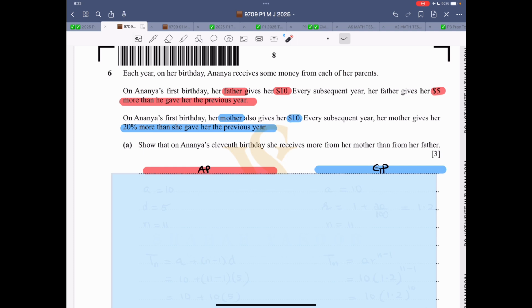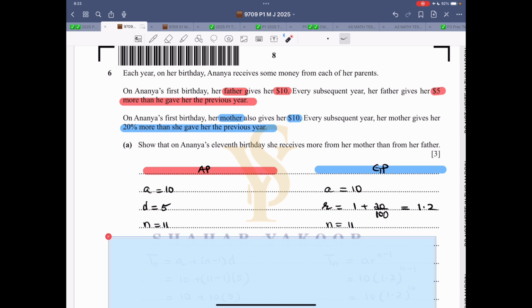Question number 6. Now, what is this about? This is about, I think, AP and GP. On Anania's first birthday, her father gives her $10. That's a very mathematical family. Every subsequent year, her father gives her $5 more than he gave her the previous year. So this is AP. On Anania's first birthday, her mother also gives her 10. Every subsequent year, her mother gives her 20% more. So that's a GP. Show that on Anania's 11th birthday, she receives more from her mother than from her father.